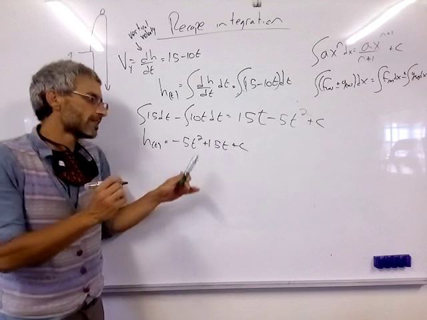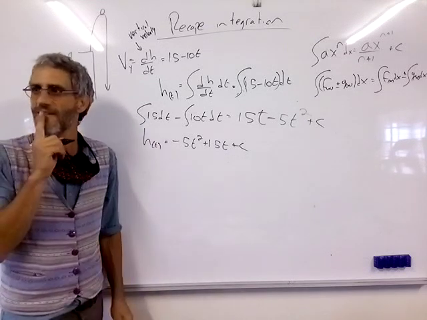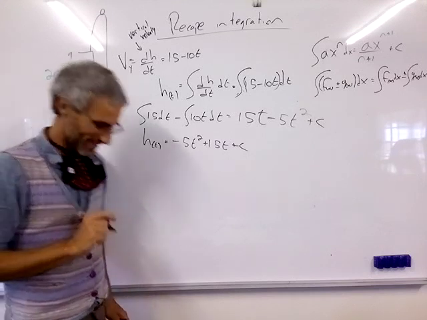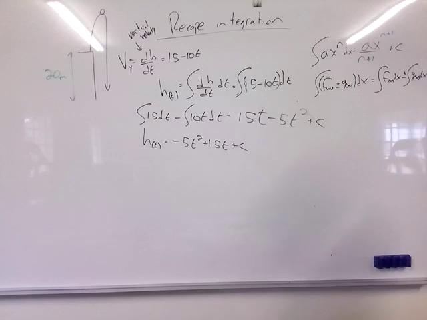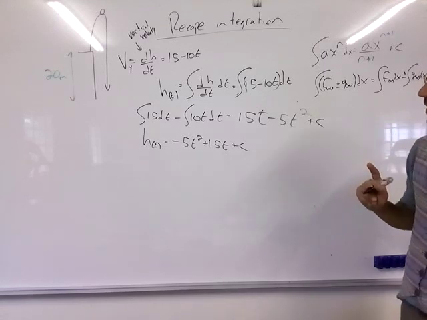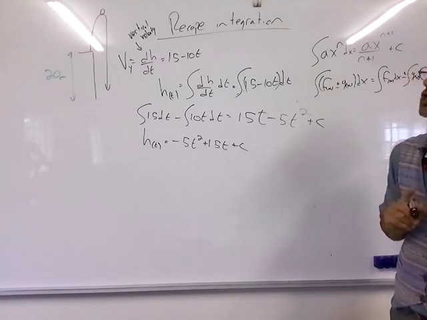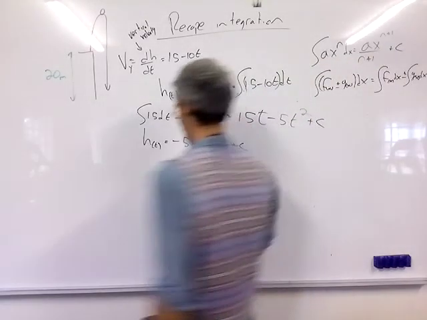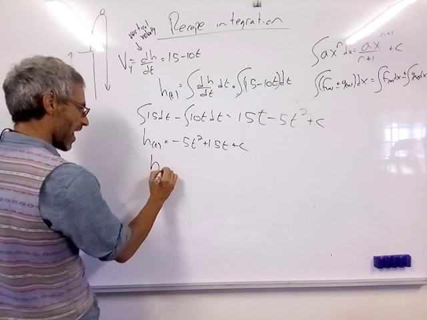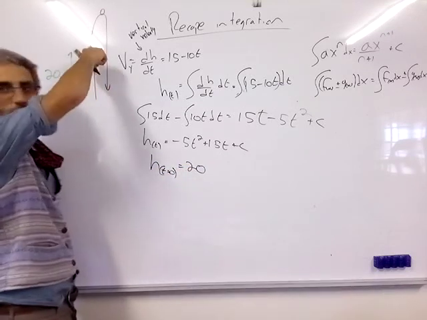So c, leaving it as a c in the last question was fine because we didn't have physics. 20 meters for a reason. Very good. We didn't use that 20. Okay, so I know a certain point. Which point do I know? The starting point, where t is equal to 0. Correct. So h, when t is equal to 0, is 20, because that's what they told us in the beginning.